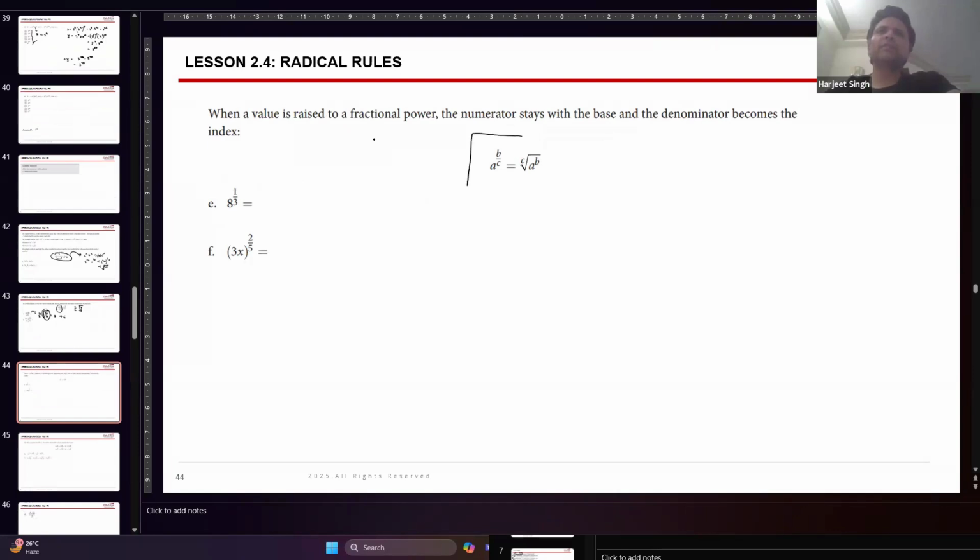Important rule. A raised to B by C. So the exponent is B by C. So this can be rewritten as A to the power B raised to 1 by C, can I say? And this is nothing but the Cth root of A raised to B.